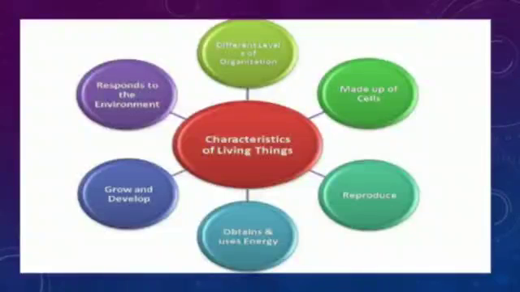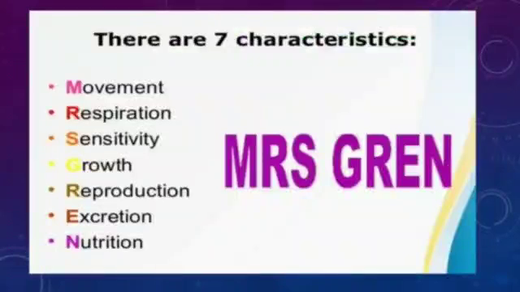So, characteristics of living things. First, different levels of organization. First, all living things are made up of cells. They reproduce. Living things obtain and use energy. Living things grow and develop. Living things respond to the environment. It means respond to stimuli. See, here there are 7 characteristics of living things given.